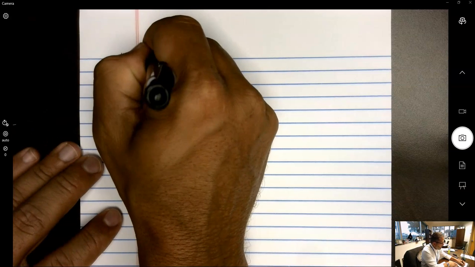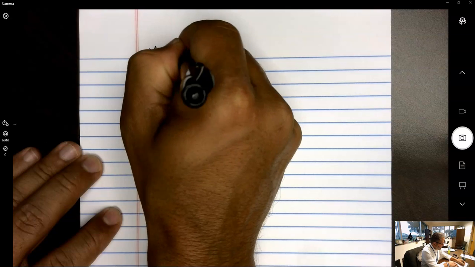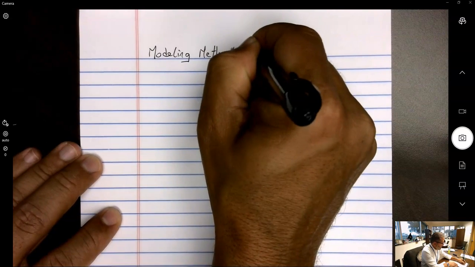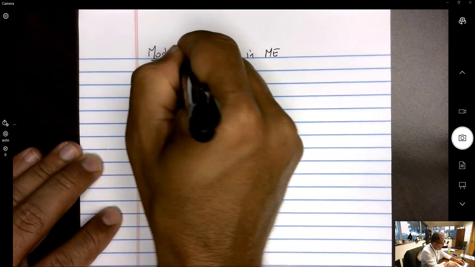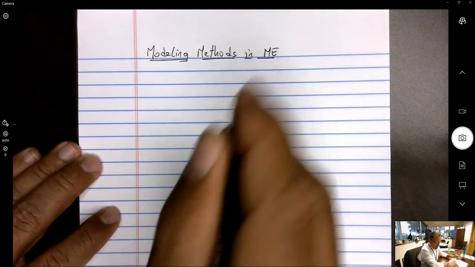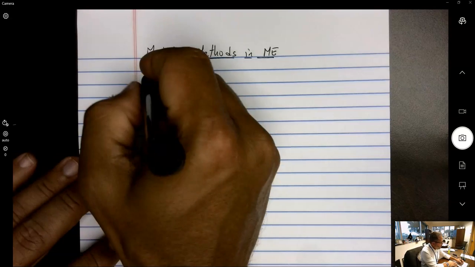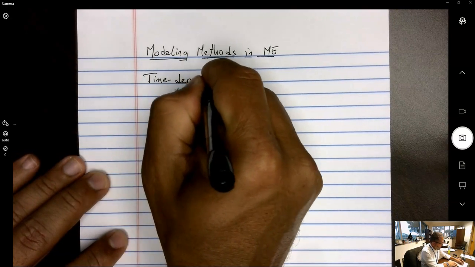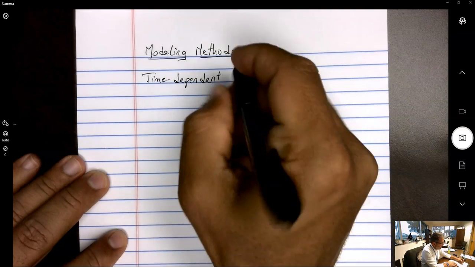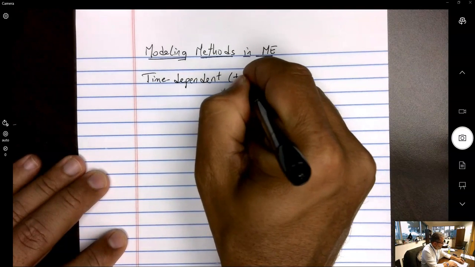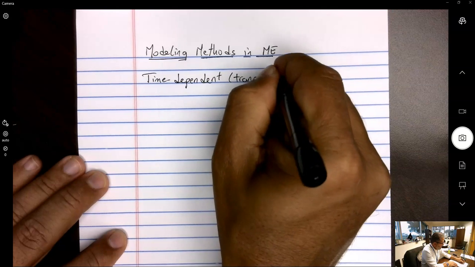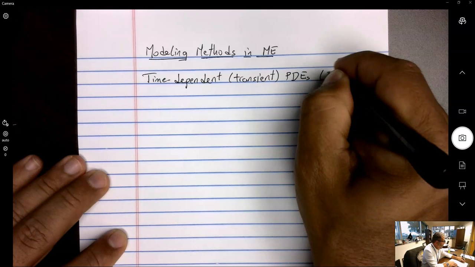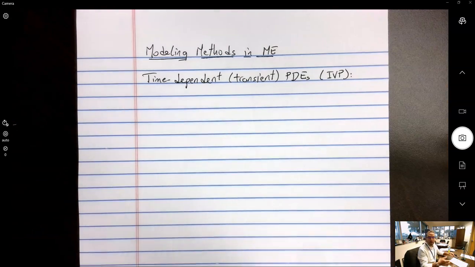So this is Modeling Methods in ME. And we are going to be addressing time-dependent, what we call transient PDEs, partial differential equations, or basically initial value problems.